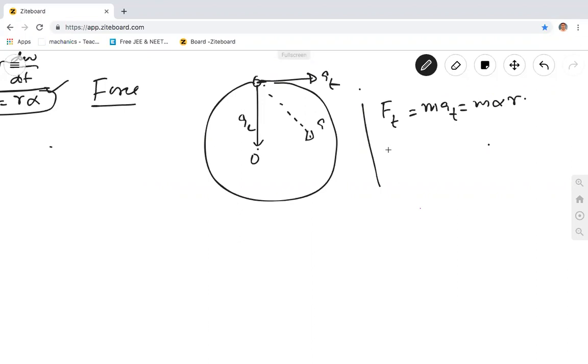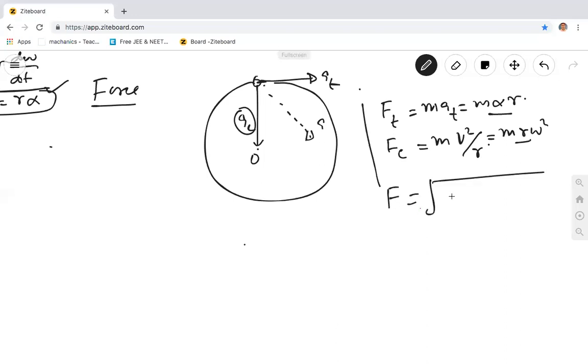Now, can you tell me what is the FC, the force towards the center? Anybody can guess? That is m v square by r, right? That is m r omega square. Can you tell me what is the net force? Under root of FT square plus FC square.